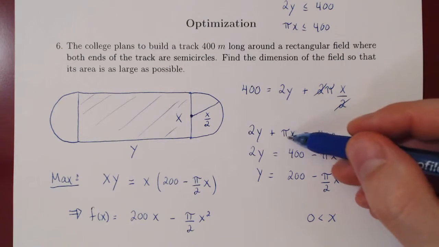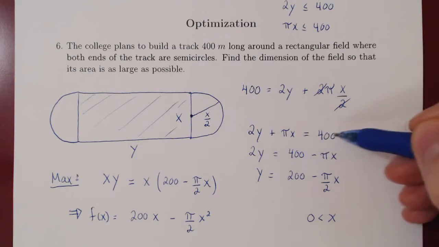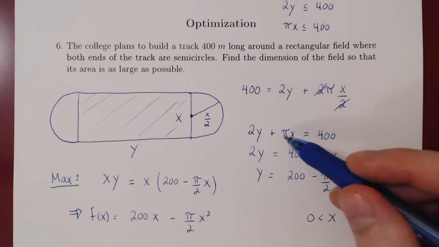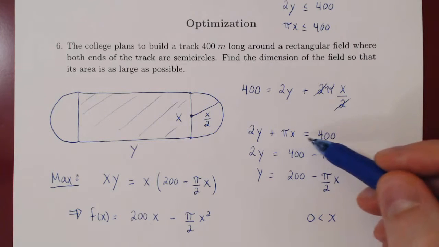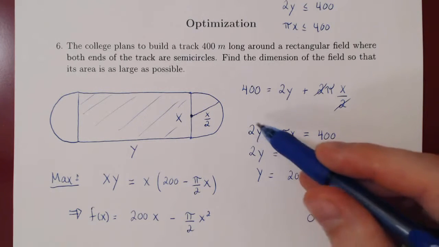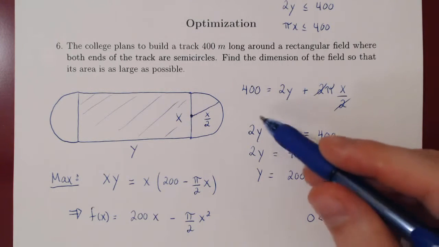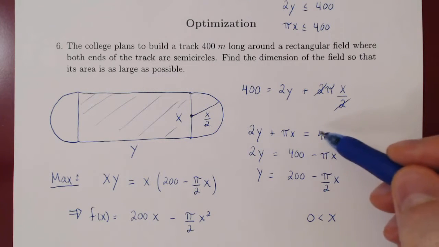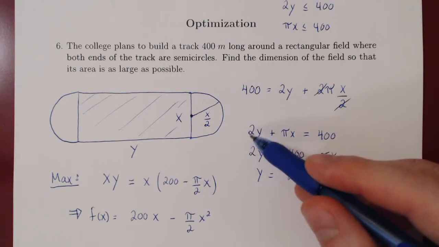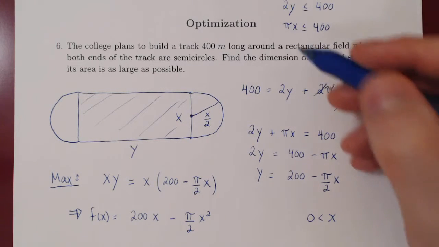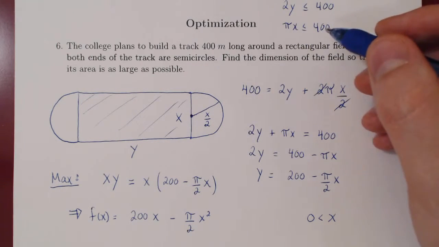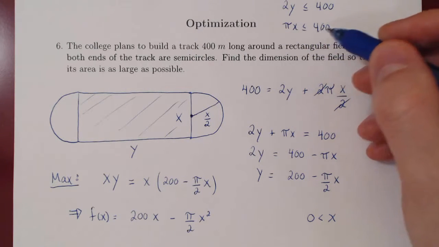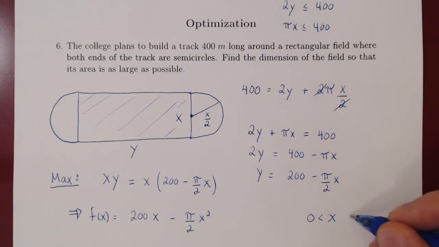Imagine simply that pi x was larger than 400. Well, if you have a number that is larger than 400, to make it equal to 400, you have to add to it a negative number. But because y is positive, that is not possible. So pi x must be at most 400, and 2y must also be at most 400. But if you isolate for x here by dividing through by pi, you get that x is at most 400 over pi.